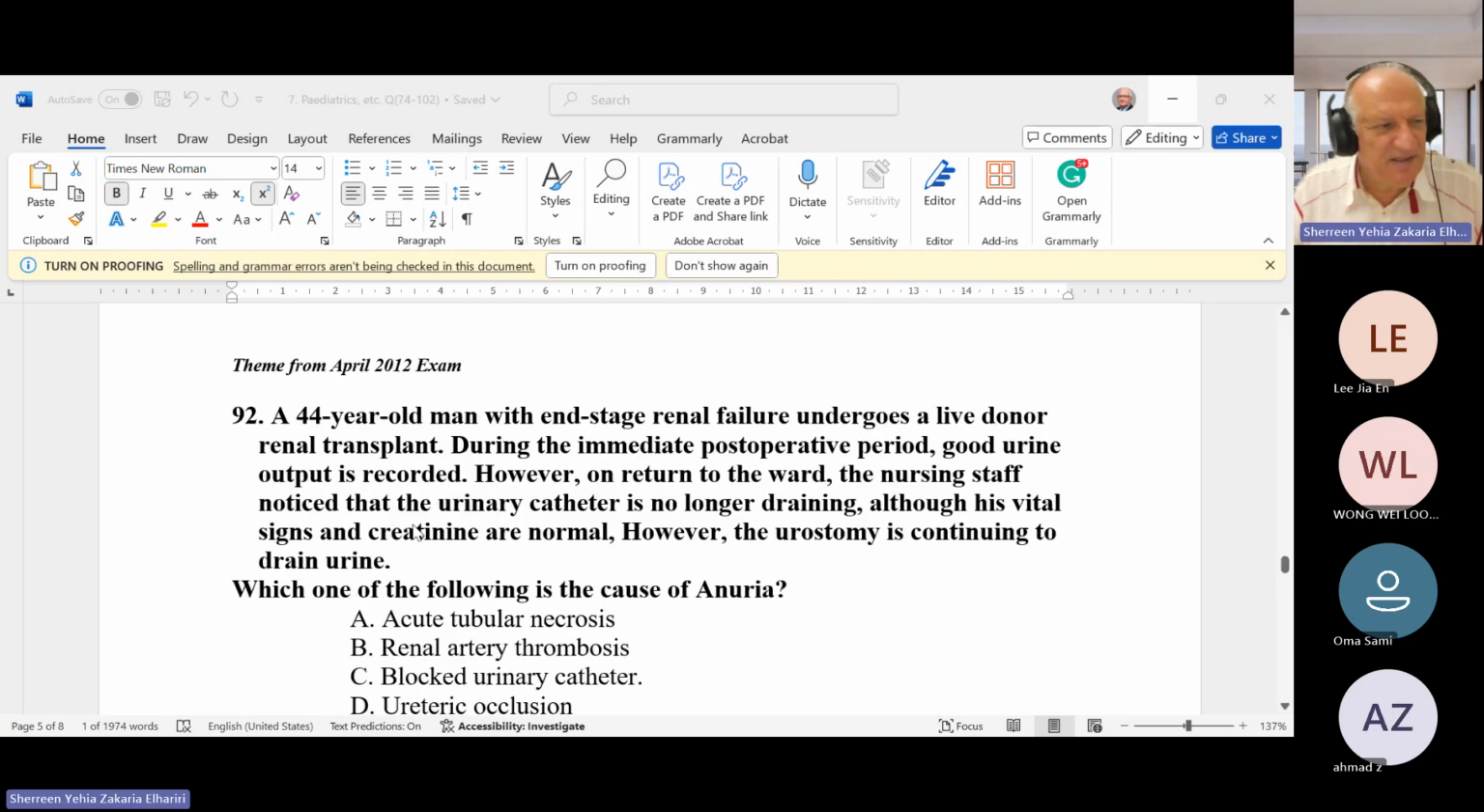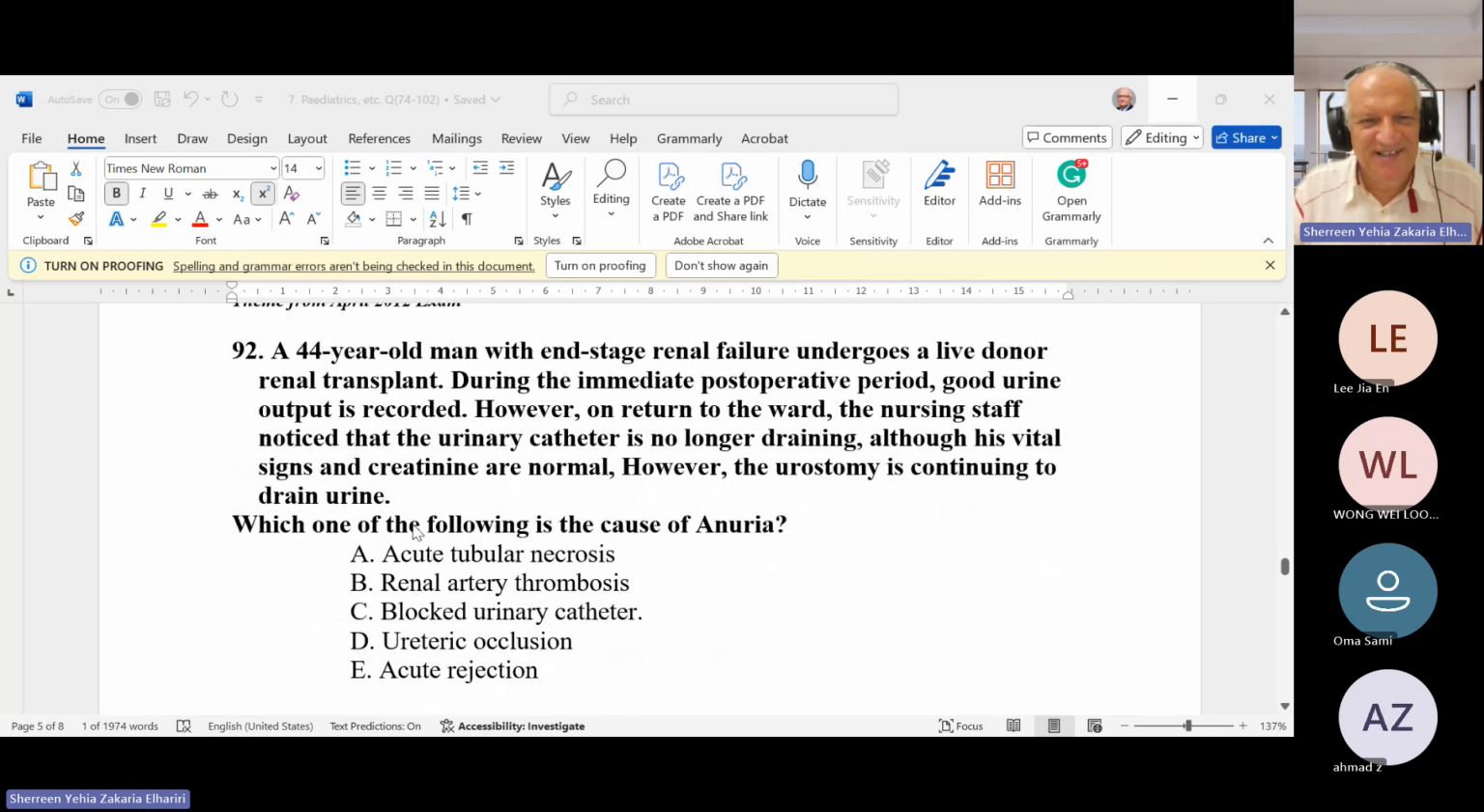Next question, number 92. This is a blocked urinary catheter, because everything is okay. The drain has urine and the vital signs are okay. So it is a blocked urinary catheter, not renal artery thrombosis. Because if it were renal artery thrombosis, urine would not come from the drain. So the answer here in 92 is the blocked urinary catheter.